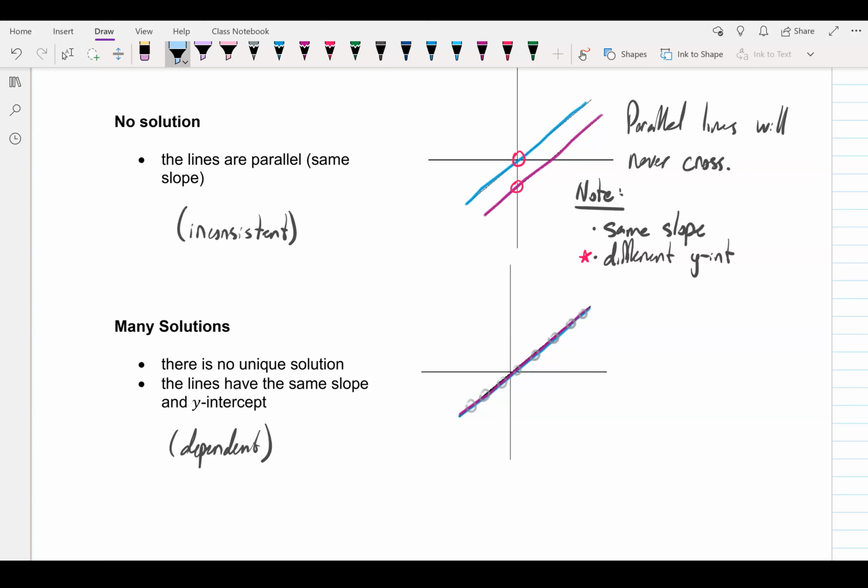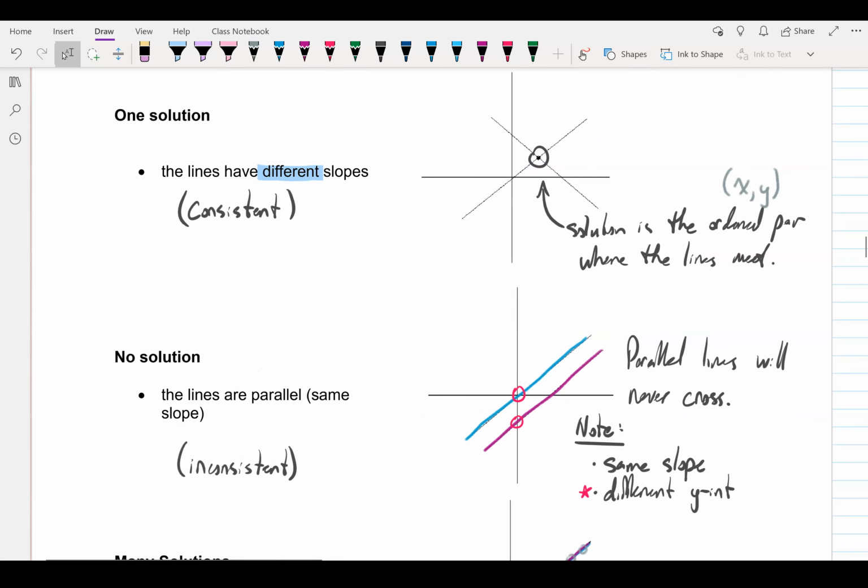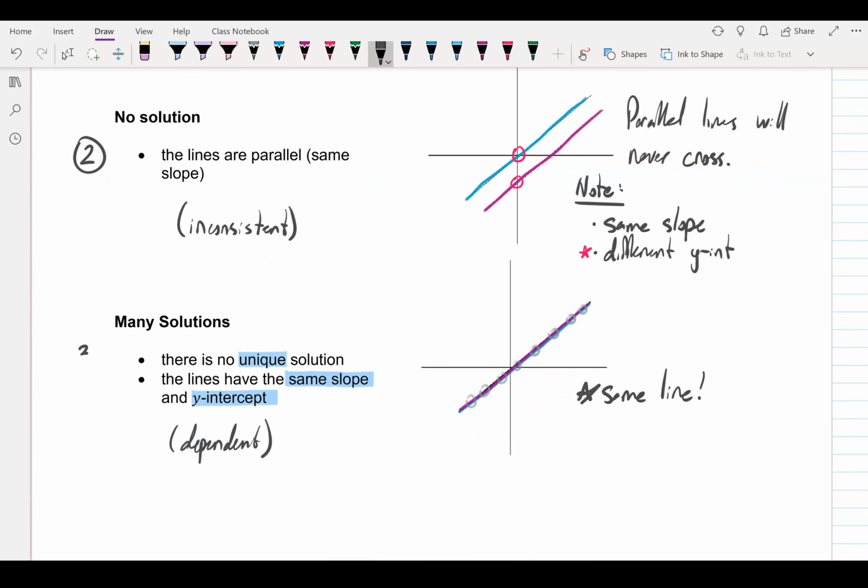There is no unique solution. The lines have the same slope and the same y-intercept. Okay? Same slope, same y-intercept. They're basically the same line. Okay, so just different ways to look at the possibilities for lines. Essentially, these are our three big cases. There's only three possible cases. So the first case, the second case, and the third case. You might want to write that down.